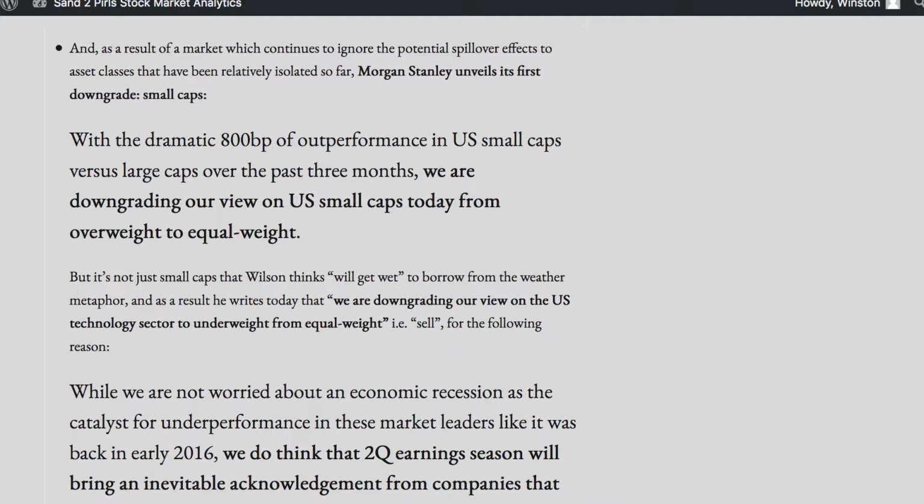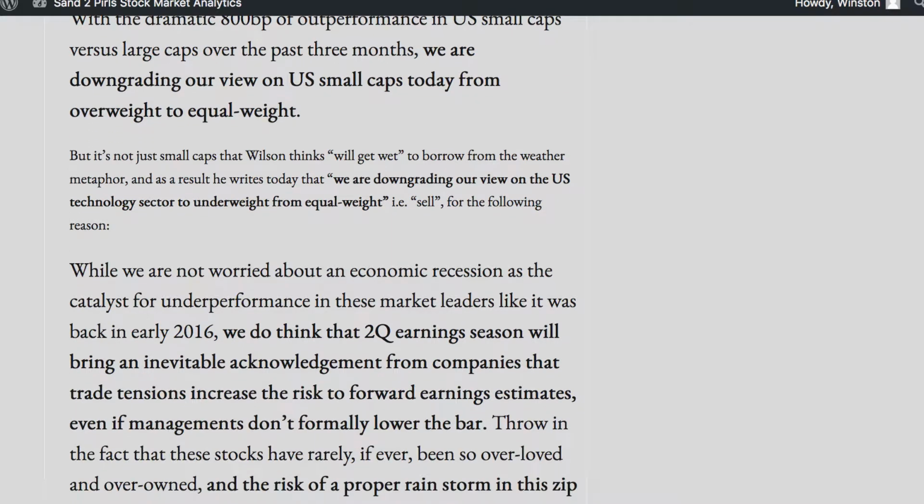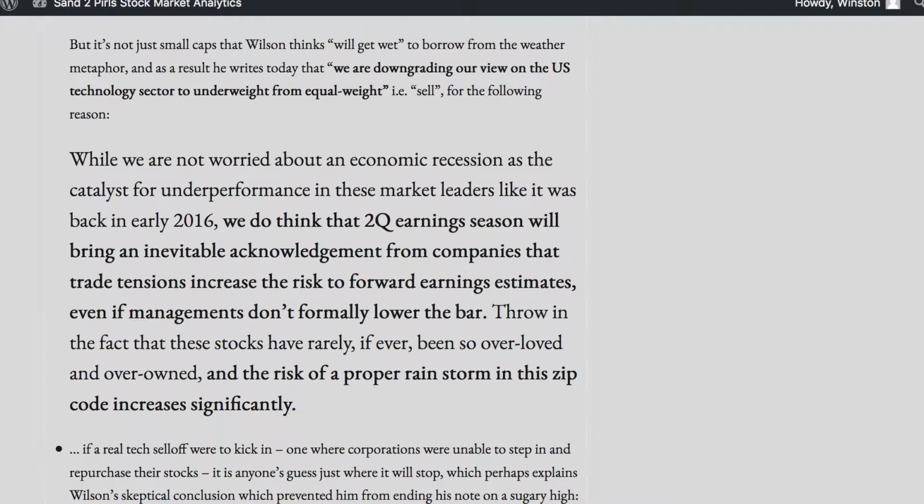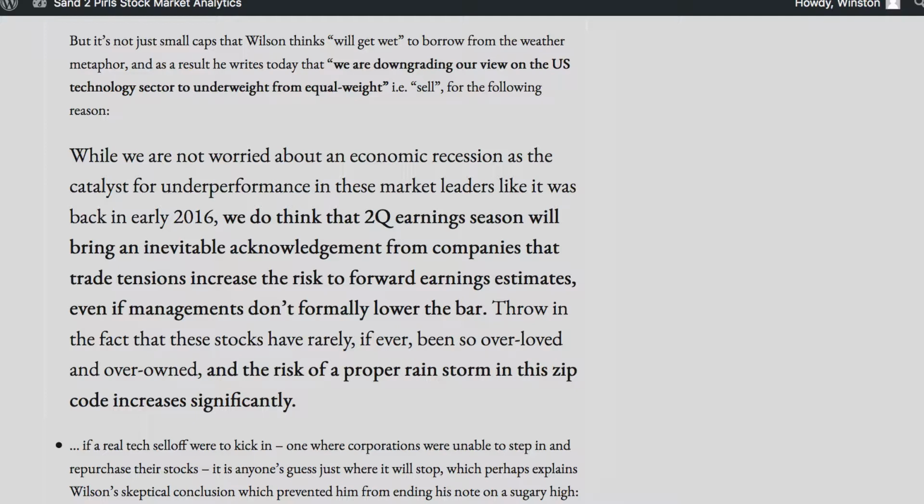But it's not just small caps that Wilson thinks, quote, will get wet, close quotes, to borrow from the weather metaphor, and as a result, he writes today that, quote, we are downgrading our view on the U.S. technology sector to underweight from equal weight, close quotes. That is, quote, sell, close quotes, for the following reason.